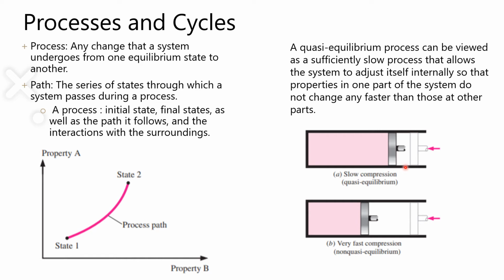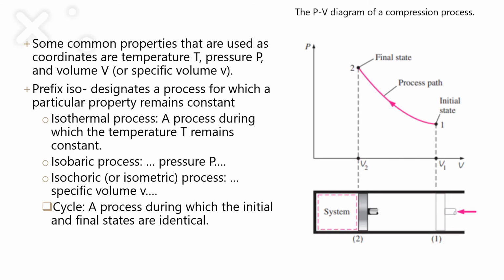Since equilibrium is maintained at all times, this is considered a quasi-equilibrium process. It should be pointed out that a quasi-equilibrium process is an idealized process and is not a true representation of an actual process. Process diagrams plotted by employing thermodynamic properties as coordinates are very useful in visualizing processes. Some common properties that are used as coordinates are temperature, pressure, and volume or specific volume.